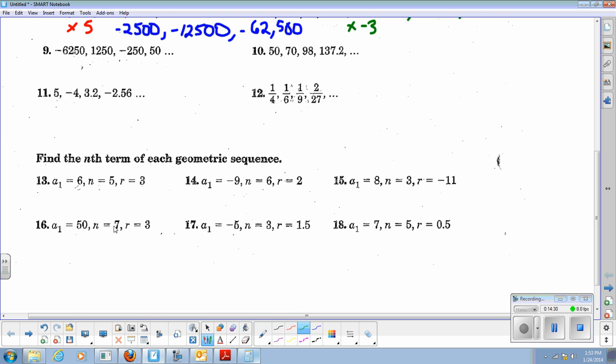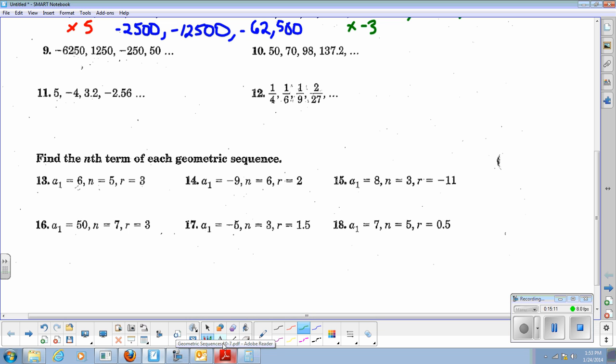Moving on. Let's take a look here at 13, 14, and 15. Find the nth term of each geometric sequence. So what they want us to do, the A1 stands for the first term of the sequence. So if you look at number 11, A1 will be the 5. That's the first number in the list. N tells you what term number they want you to find. That's going to be the fifth term. R is the common ratio. R tells you what to multiply by.